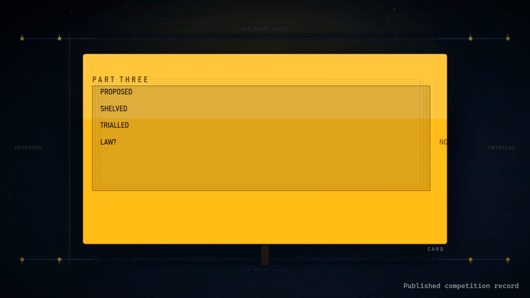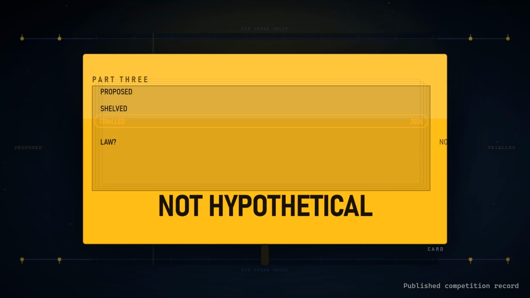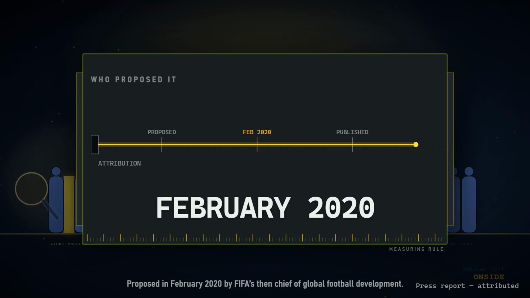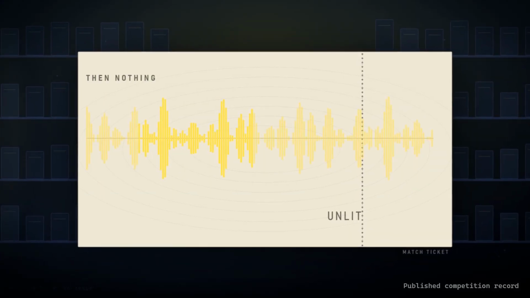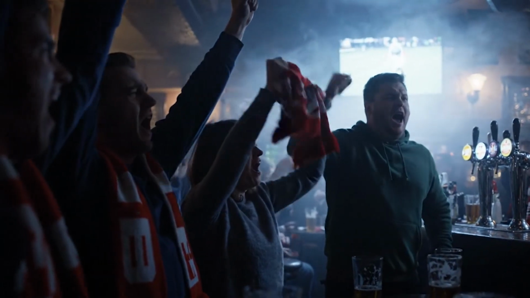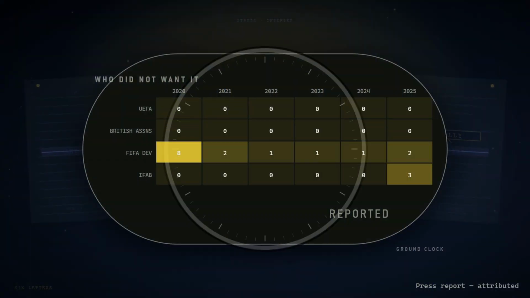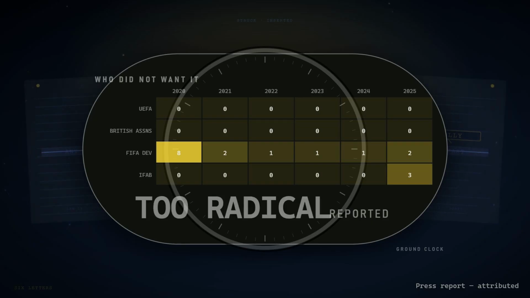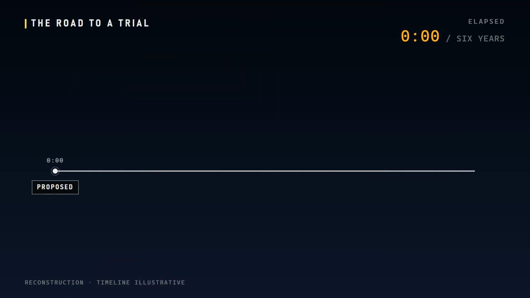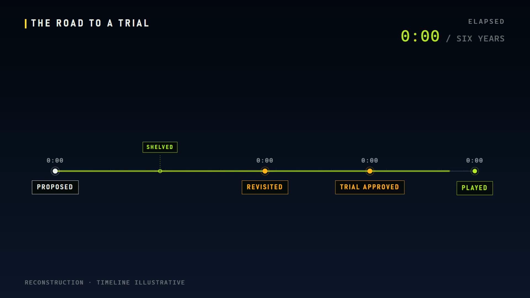None of this is a thought experiment, and that is what makes it worth your time. Arsene Wenger proposed the daylight rule in February 2020 as FIFA's chief of global football development. Then it sat there. 6 years. Most of them spent while you were shouting at armpit offsides. UEFA did not want it. The 4 British associations called it too radical, and 2 of those 4 have to vote yes before it can enter the laws. This February, the people who write your rules stopped arguing and let somebody play it.